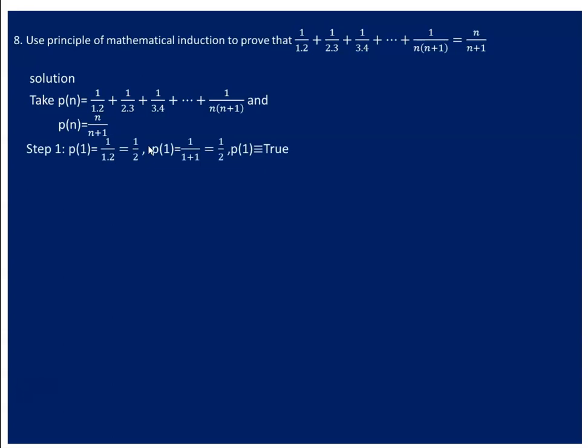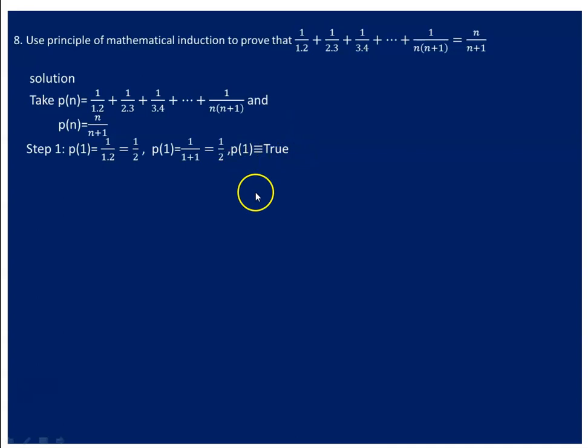Step 1, check that it is true for n is equal to 1. So put 1 here, student. When you put 1 here, it will be 1 over 1 times 2, which actually is 1 over 2. This doesn't mean 1.2, guys. It means 1 times 2. What will happen if I put 1 in the right side? 1 over 1 plus 1 comes, which actually is 1 over 2. Do you think that these two are the same for n is equal to 1? Yes, because here we obtained 1 over 2, here also 1 over 2. So this statement holds true for n is equal to 1, where p1 is true.